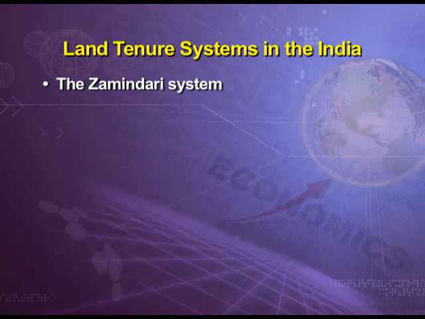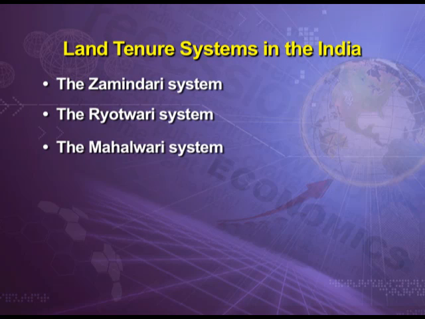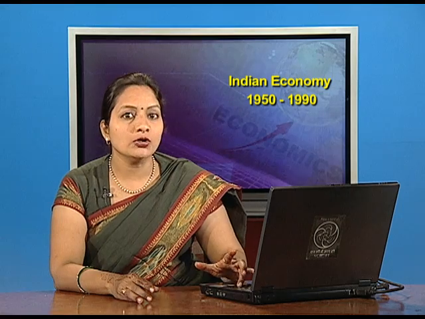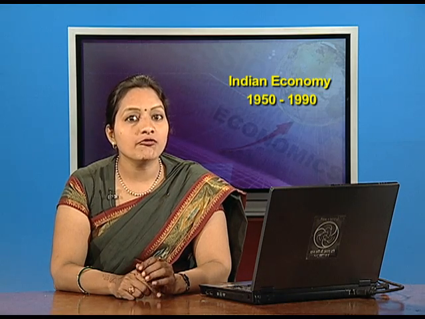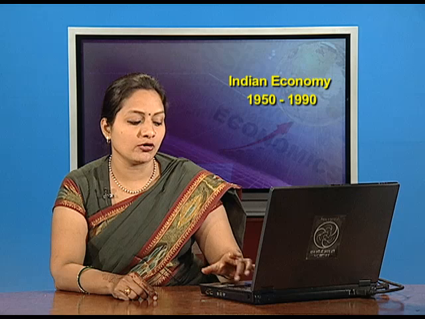Actually, at the time of independence, there were three types of land tenure systems prevailing in the country: the Zamindari system, the Ryotwari system and the Mahalwari system. In all these systems, ultimately the farmer was exploited. Only the method of collecting the rent or land revenue was different. So, many reforms took place. First among them is land reform.